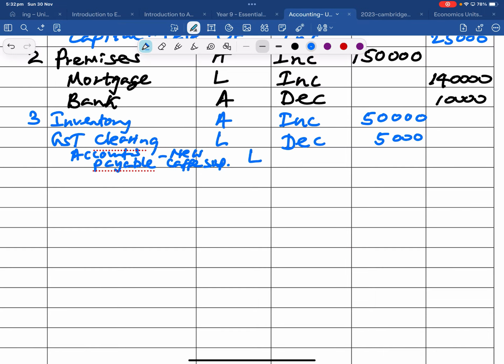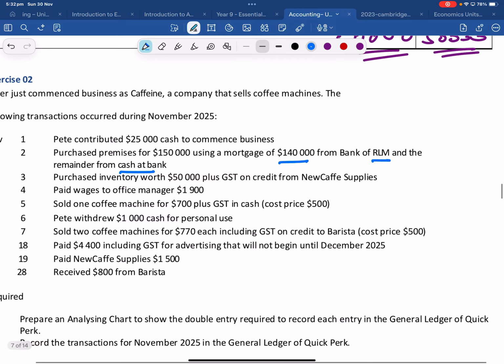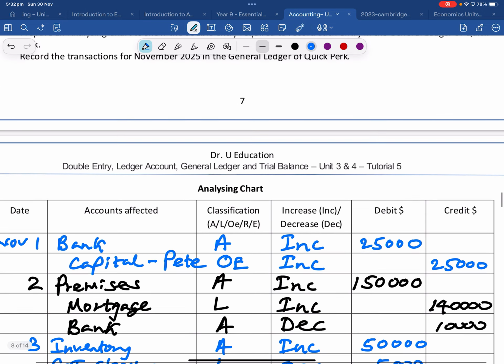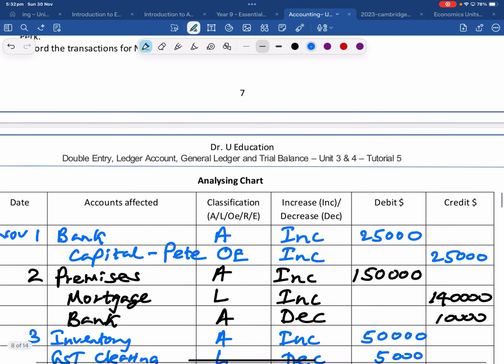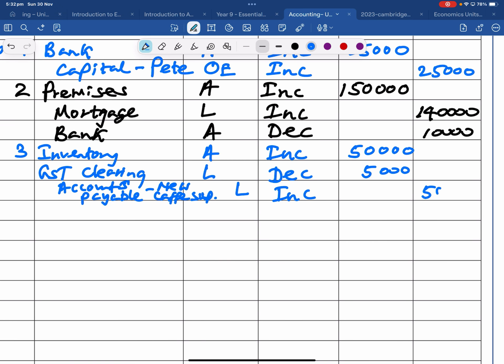You have to write the supplier, right? No, their name is New Cafe Supplies, yes? You just write the supplier's name. No, we have to write accounts payable. We must write accounts payable. So what happens? Increase, decrease? Increase, credited 55,000.